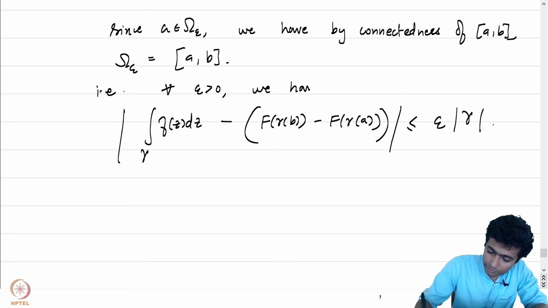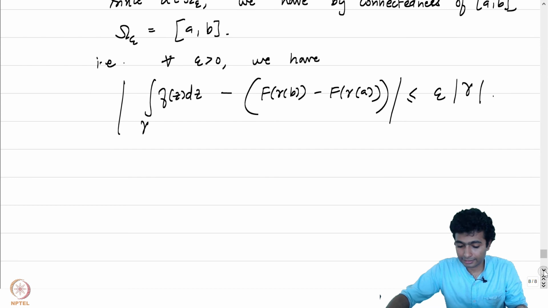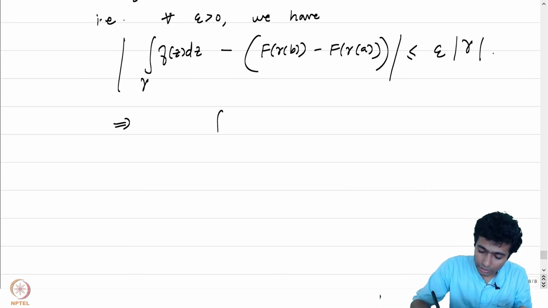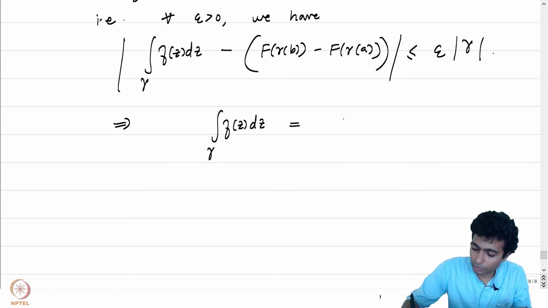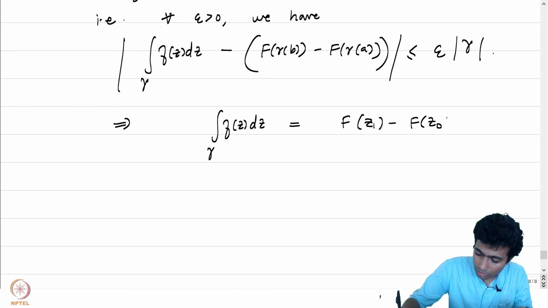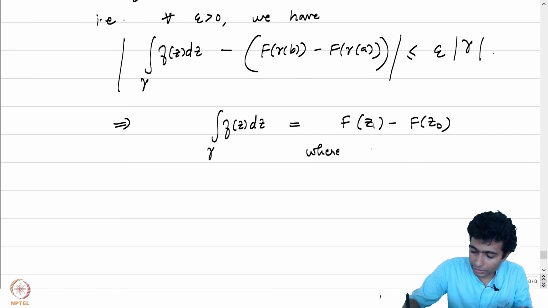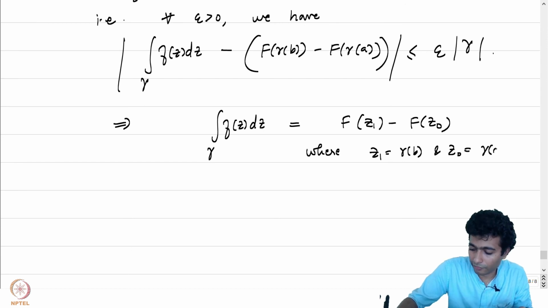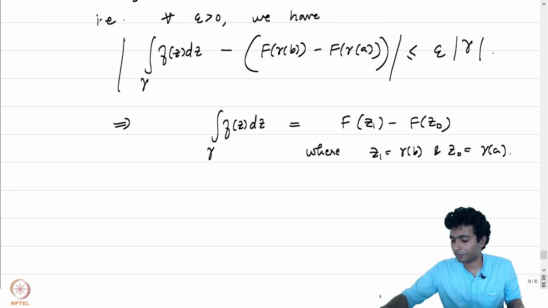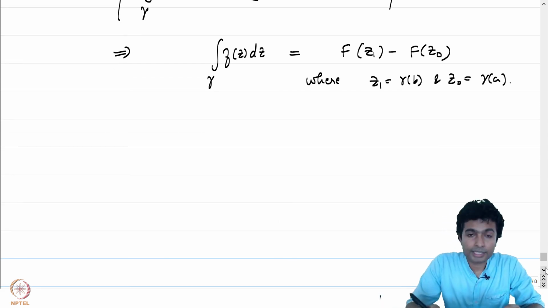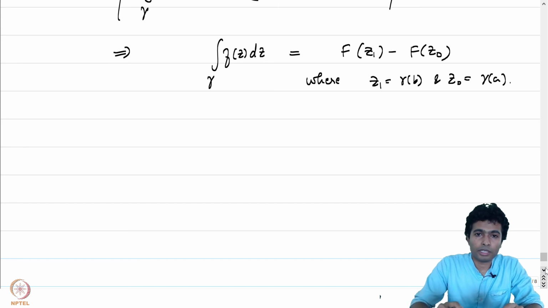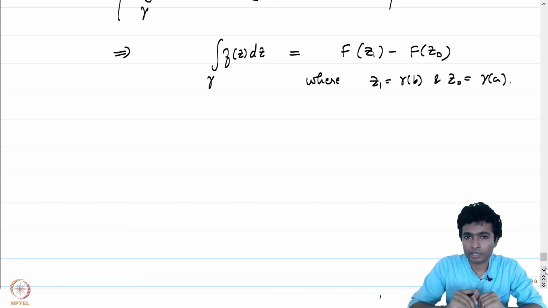We have concluded this. That tells us that because our choice of epsilon was arbitrary, the integral of f prime of z dz is equal to f of z1 minus f of z0, where z1 is equal to gamma of b and z0 is equal to gamma of a. And this is precisely what we had set out to prove. So even in the case when our curve gamma is rectifiable, we do have the fundamental theorem of calculus, the first fundamental theorem of calculus.